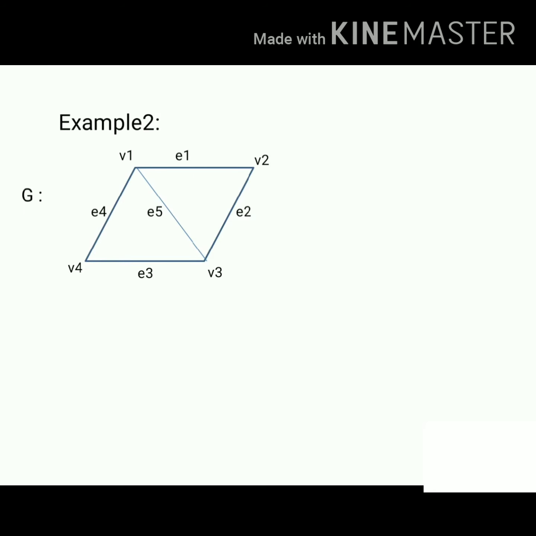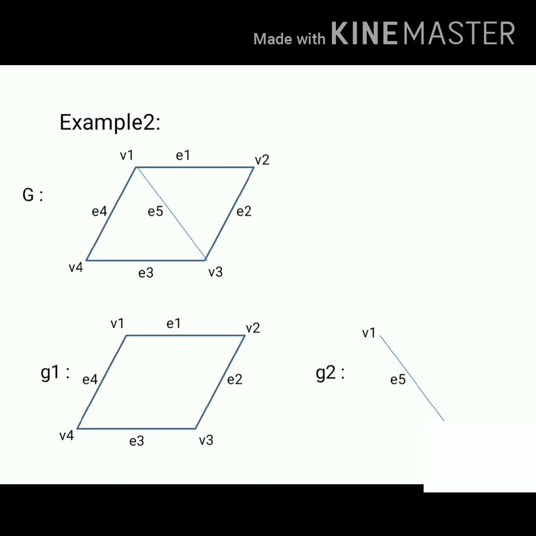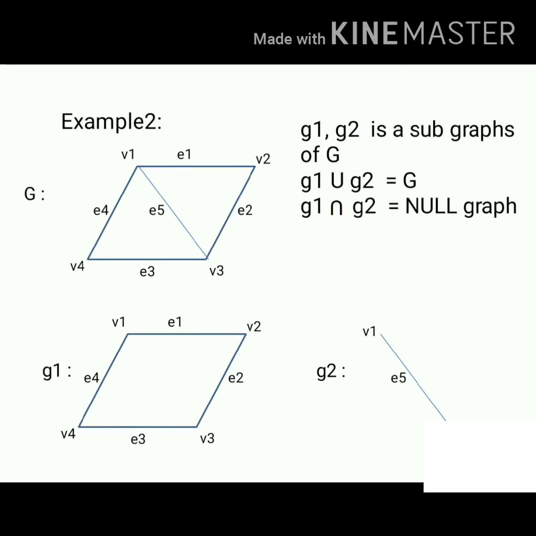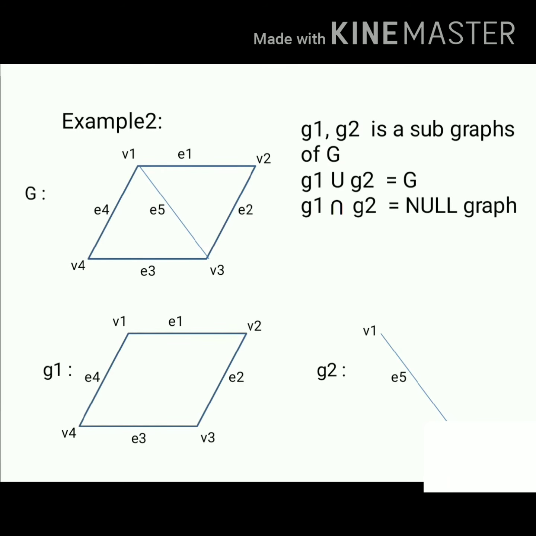One more example for decomposition of a graph: consider the graph G. It has 4 vertices and 5 edges. This can be decomposed into two subgraphs, G1 and G2. The vertices V1, V2, V3, V4 with edges E1, E2, E3 and E4 are decomposed into one graph, and the V1, V3 edge is decomposed into the second graph. So G1 union G2 is graph G, and G1 intersection G2 is a null graph.